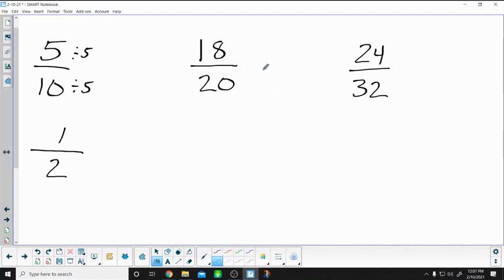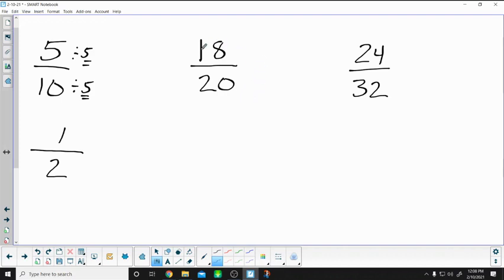So let's look at this one, 18 and 20. Now I'm going to really stress the fact that when you divide out this number here, it needs to be the same for the top and the bottom. For example, 18 I know is divisible by 9, and 20 I know is divisible by 10. But it's got to be the same number. I can't just use one number on the top and a different number on the bottom. It's got to be the same number.